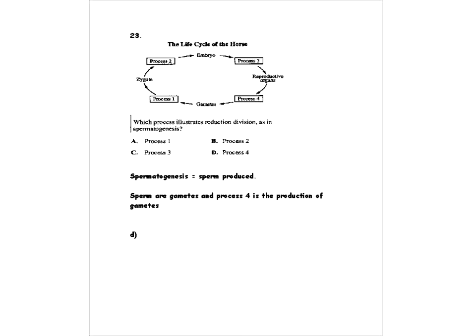So this one here is showing some different stages of cell division in the life cycle of a horse. It says, which process illustrates reduction division as in spermatogenesis? Okay, well, we know that spermatogenesis is the production of sperm, so in other words, that's gametes being produced, so that's going to be process number 4. Gametes are being produced, and again, that's in meiosis. Okay, so it's going to be D, number 4.